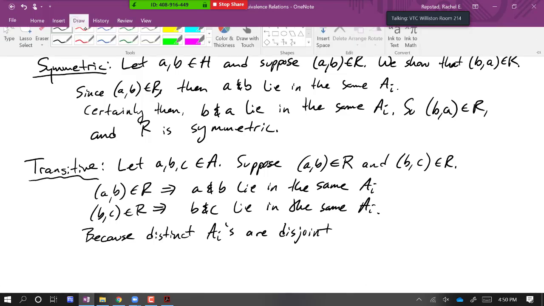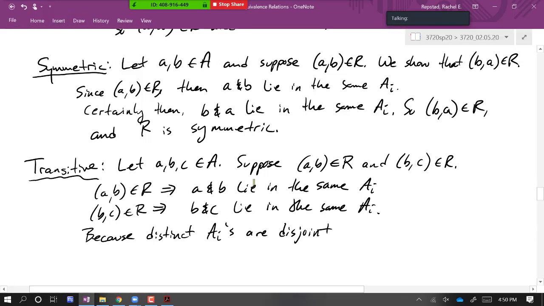the fact that we have a single shared element, which is B, means that if they overlap even at one element, they have to be the same A sub I. That's what tells us that A and C have to be in the same A sub I.